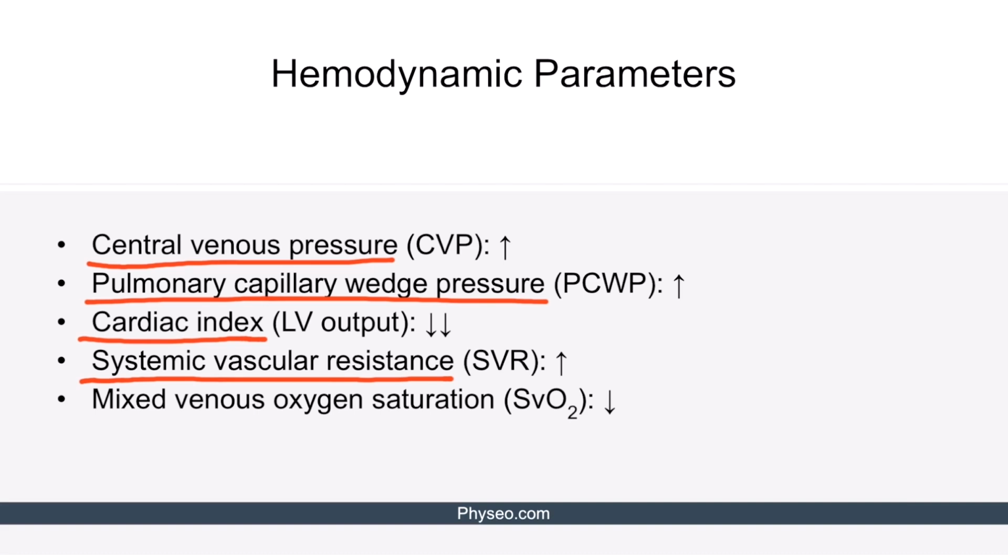Now finally, since the blood flows super slowly in those capillaries in cardiogenic shock, the tissues will have the opportunity to extract lots of oxygen. And so by the time it gets to the veins where you're going to sample it, the mixed venous oxygen saturation will be low.